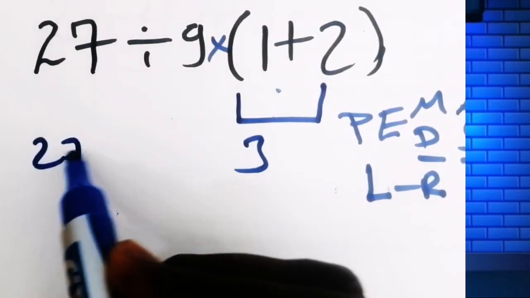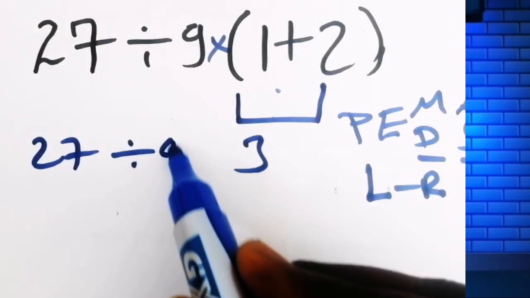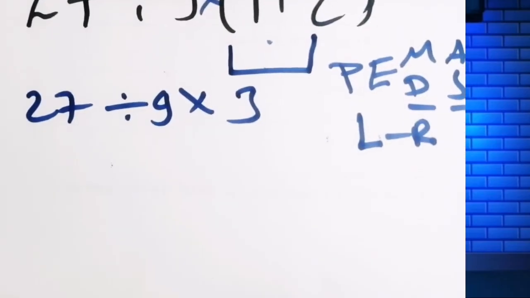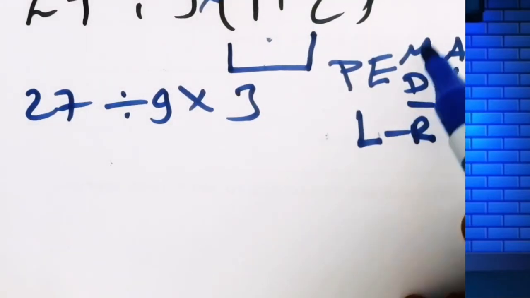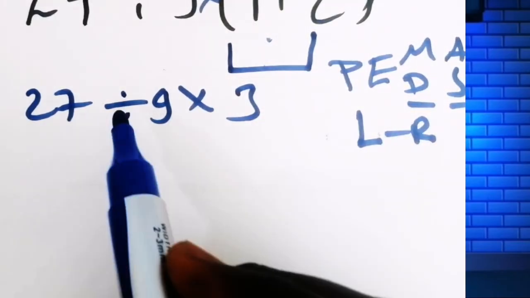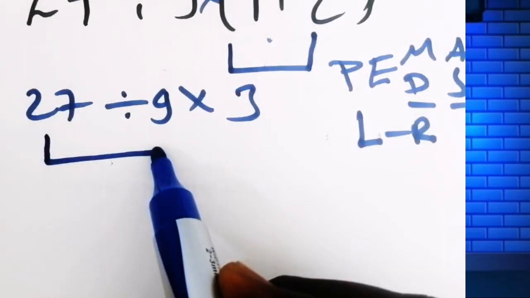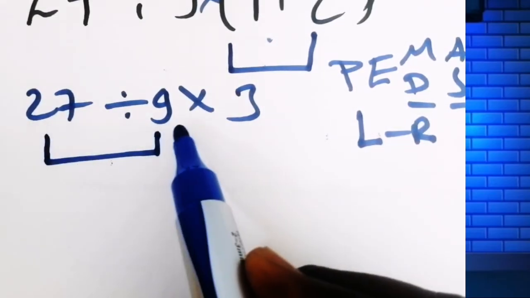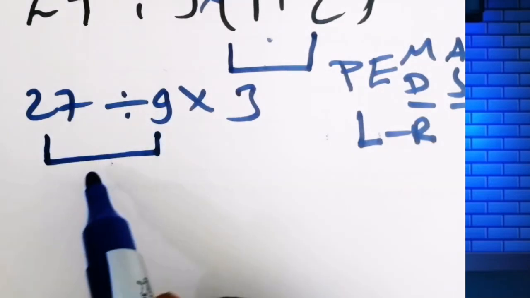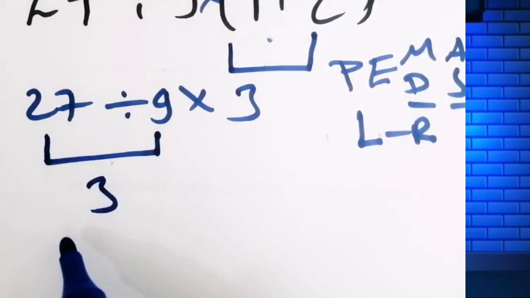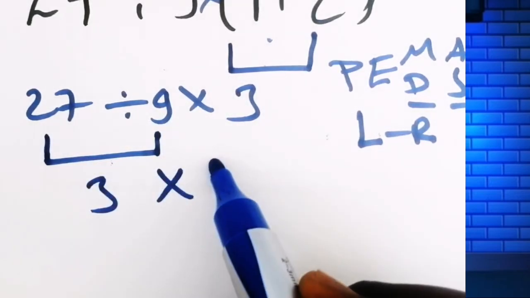Okay, 27 divided by 9 times 3. So here, one division and one multiplication. According to PEMDAS, multiplication and division have equal priority, from left to right. So we have to do this division first because it is found at the left of this multiplication. 27 divided by 9 equals 3, then times 3.